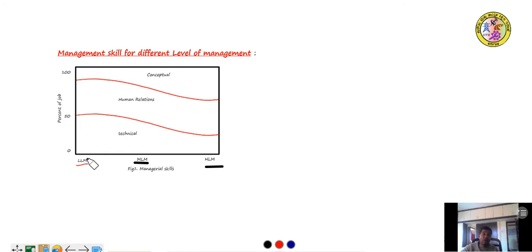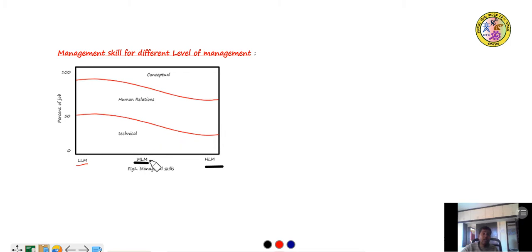So for low level management people, what is highest? Compare this one. For low level management people, technical skills should be more, and conceptual skills will be less. Are you getting it? Here, this is low level management. Here, what skill is required? Technical skill is more for these people, and coming over here, conceptual skills are less.